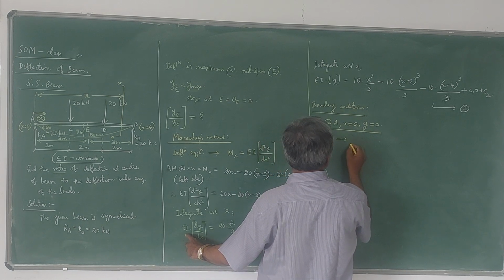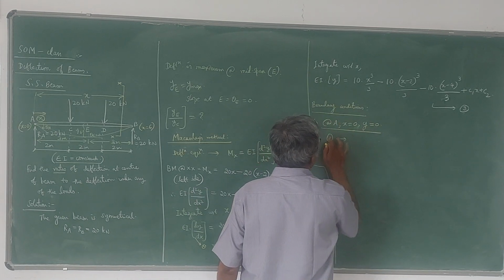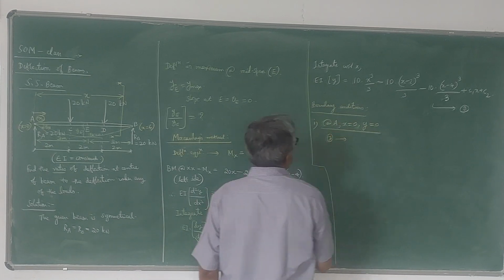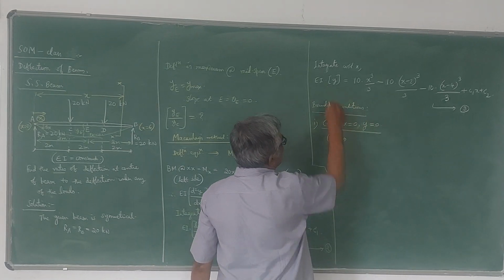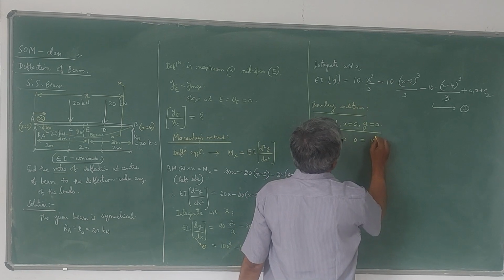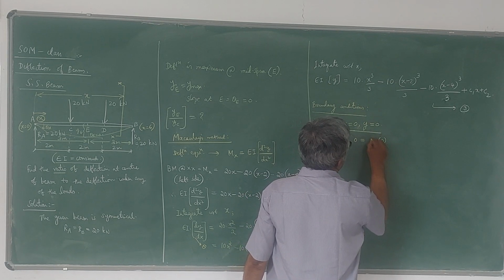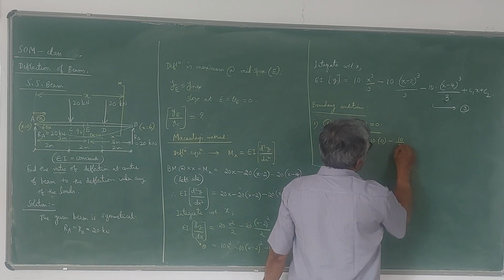LHS is EI into theta. You have to substitute in equation 3, not 2, because it is the deflection equation. Y is 0. So LHS becomes 0, equal to 10 into x, where x is 0, so the first term becomes 0. Minus the second term, 10 by 3 into.